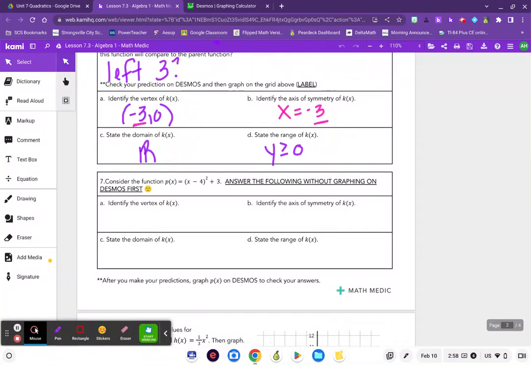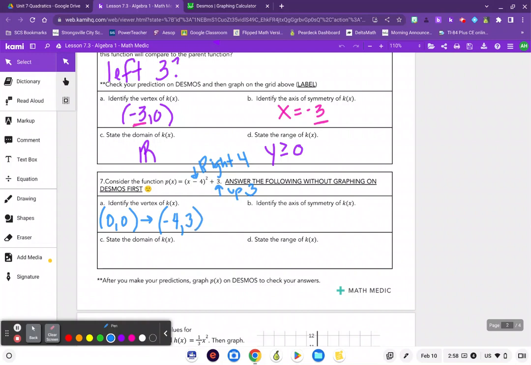And so let's put this together. Number 7 says, consider the function p of x equals (x minus 4) squared plus 3. Answer the following without graphing on Desmos. So let's think about this. We said that when we're on the outside, that plus 3 means I'm going to move up 3. And when I'm at minus 4 on the inside, that actually means I'm going to do the opposite. I'm going to move right 4. So if I take the vertex of the parent function, which is 0, 0, and shift that to the right 4, I'm going to be at negative 4, and up 3, I'm going to be at 3. That's where I think my vertex would be.